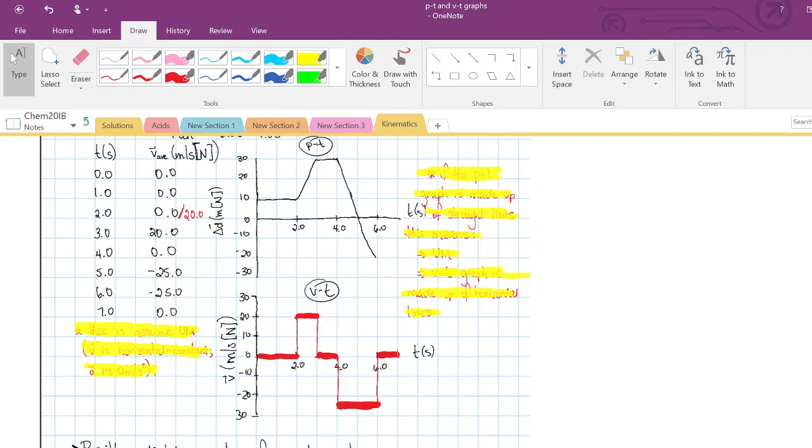But when we're talking uniform motion, we make the assumption that there is an instantaneous jump in velocity, and all of a sudden we're at a uniform velocity of 20 meters per second. Then there's an instantaneous drop in velocity, and we're at 0 meters per second. Another instantaneous jump in velocity, and we're traveling at 25 meters per second south, and then an instantaneous drop in velocity.